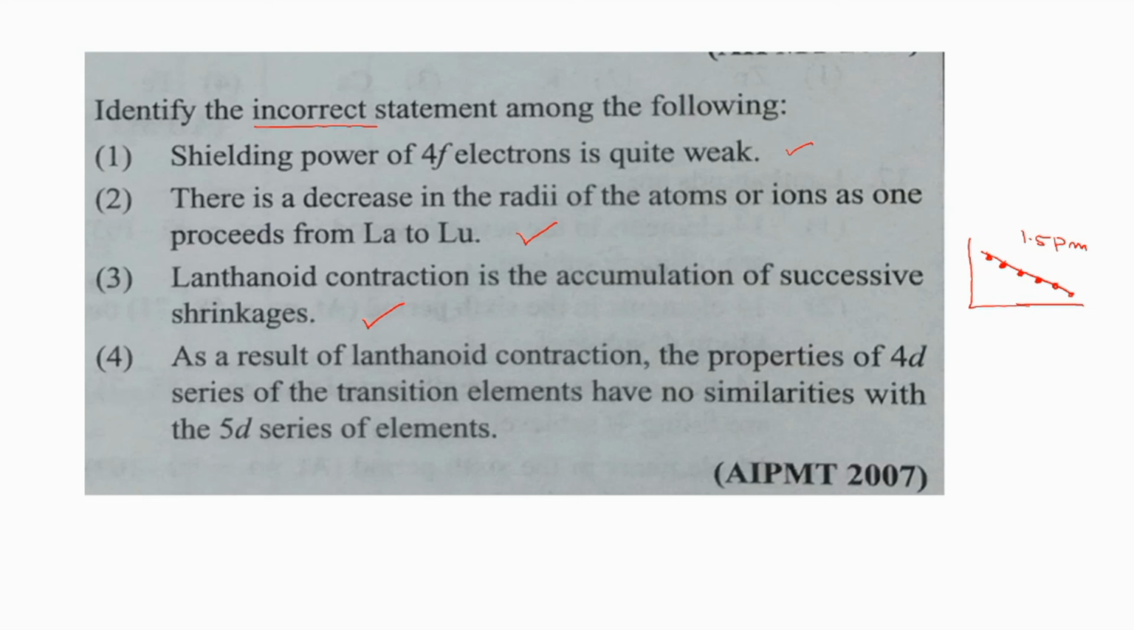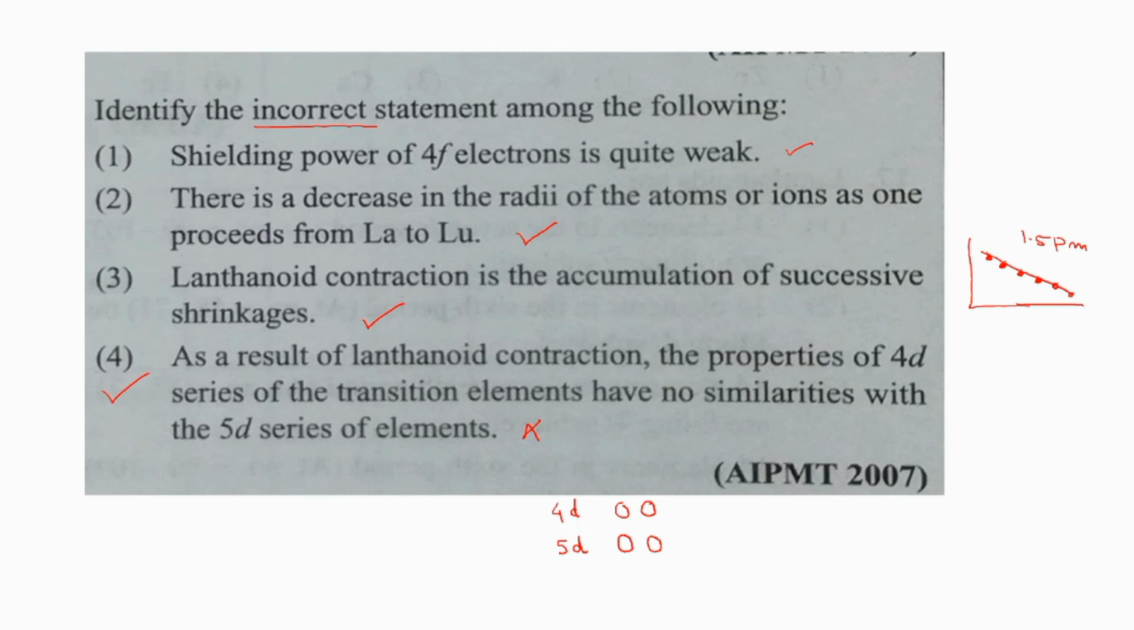As a result of lanthanoid contraction, the properties of 4d series of transition elements have no similarities with 5d series elements. This option is wrong. What's the reason? Because of lanthanoid contraction, 4d and 5d series will be showing similarities in atomic radii. Due to similar size, they will be showing similarities in properties. So the last one is the incorrect option and that's the answer.